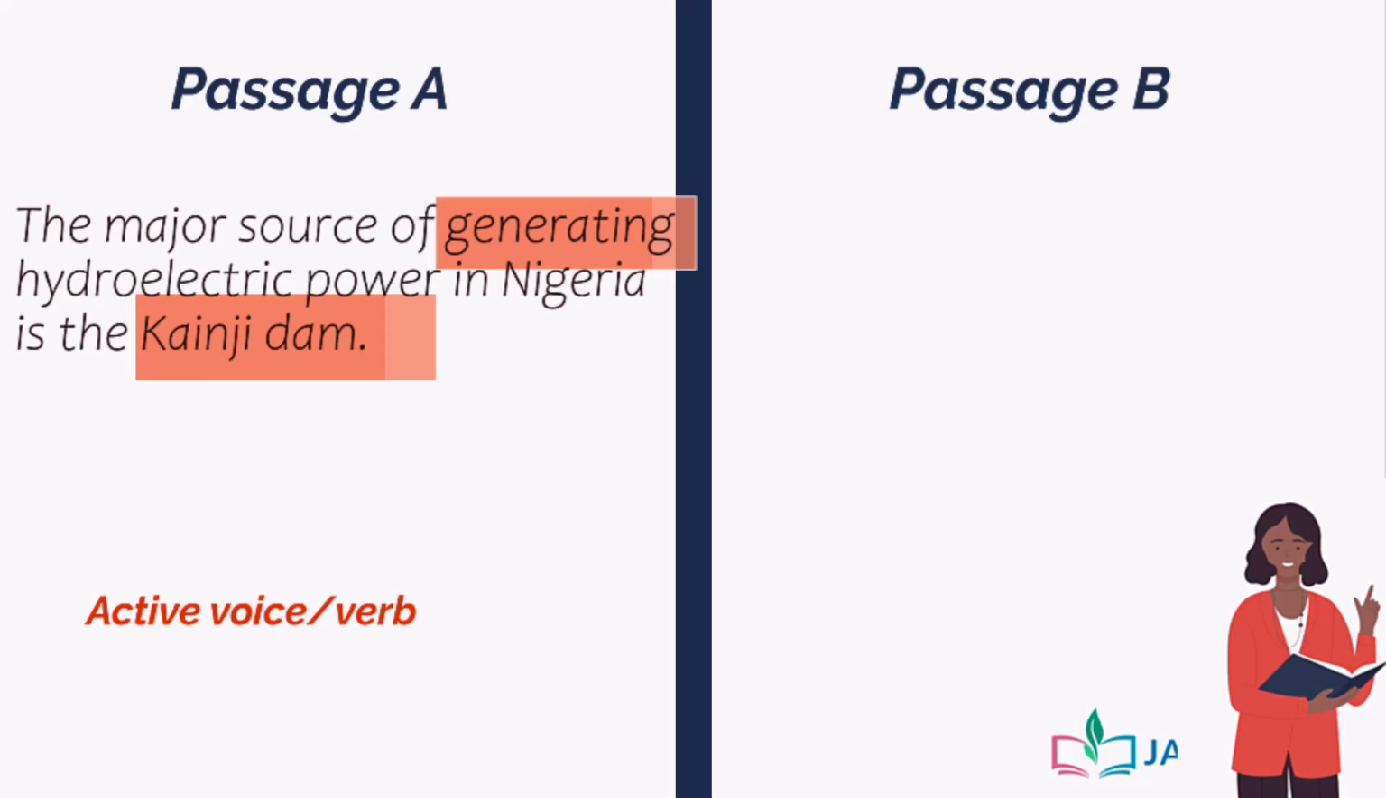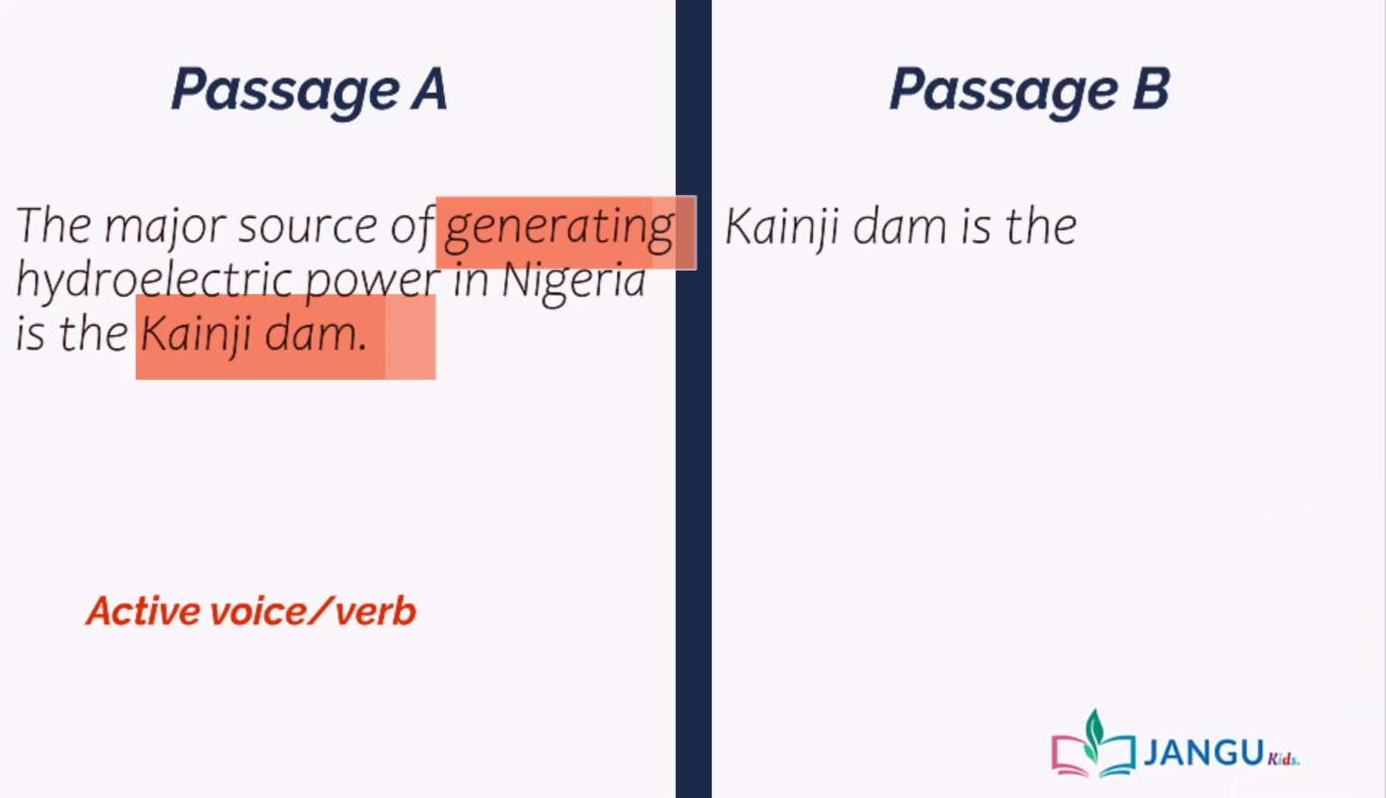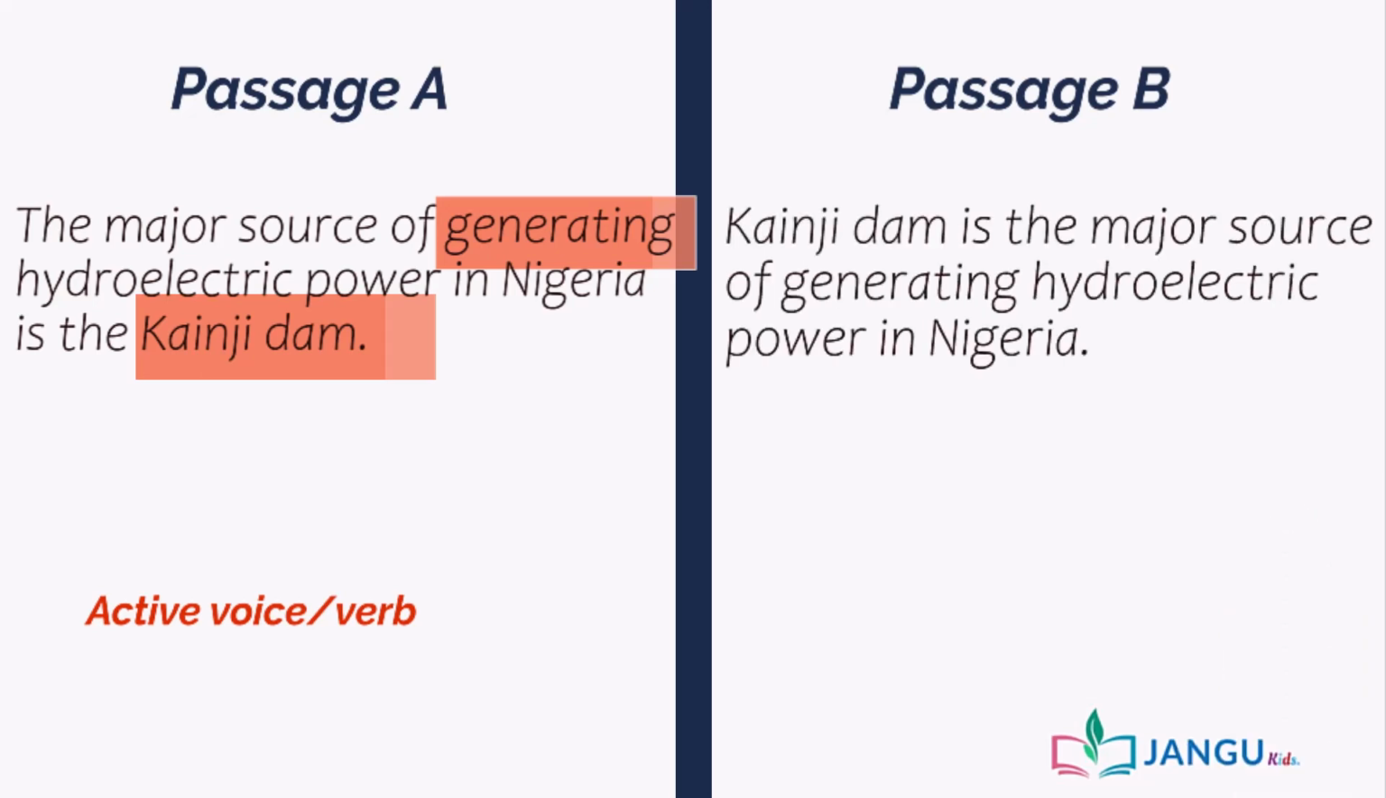On the other hand, let's look at passage B. The first sentence of passage B reads, "The major source of generating hydroelectric power in Nigeria is the Kanji Dam." We can see that the subject of the sentence, Kanji Dam, comes after the sentence verb, which is generating. Therefore, we can say passage B is in the passive voice and uses passive verbs. You would also notice that all sentences in passage B are written like this, with the subject of the sentence always coming after the verb of the sentence.